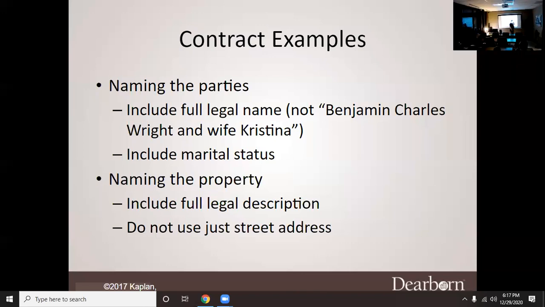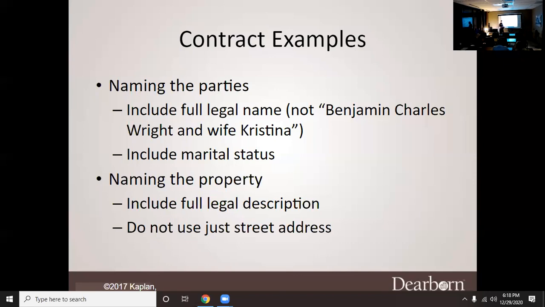All right. So, in this situation, the next thing is, now that we've taken care of the naming of the parties, you do have your naming of the property. And like we said earlier, you cannot simply use just the street address. So if you're selling 123 Main Street, you are not going to name the property 123 Main Street, okay? You're going to have to include the full legal description. And to do that, you're going to get onto your local CAD, your local appraisal district, and type in 123 Main Street, and it will pop up the full legal description.